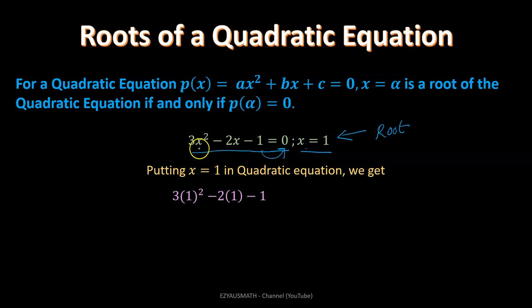We have simply substituted the value of x equal to 1 in the left hand side, and we will evaluate this and try to find out what the final value will be. So it will be 3 minus 2 minus 1, that will be equal to 0. So when we substitute x is equal to 1 in the left hand side of the quadratic equation, we get the right hand side. That means this value of x is called a root of the quadratic equation.